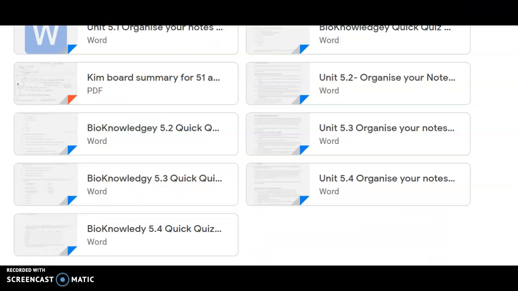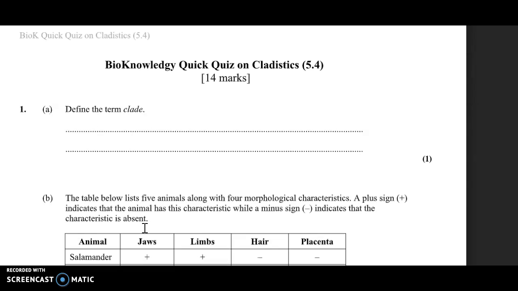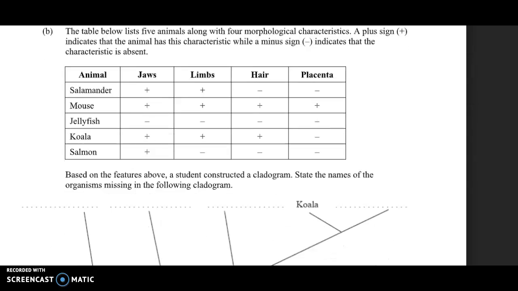So what I want you to do now is review the stuff in the PowerPoint, make sure you understand it. I don't think it's any more complicated than 5.3. I think this one's probably quite easy. Just go through, update your notes, and then just do the Biology 5.4 quick quiz. I'll get you the answers to these next week. We can go through these, make sure we understand these.